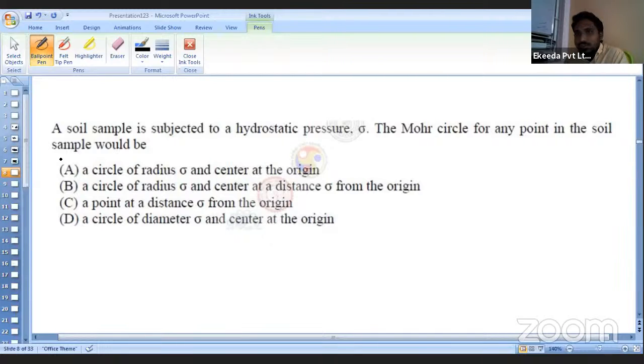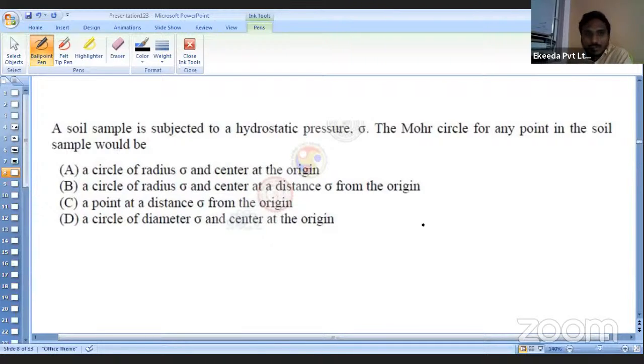And in strength of materials, you might have studied the Mohr circle. The only difference is that in strength of materials we apply the stress at a point for a solid material, but here we are applying it to a soil sample, but the concept remains the same. If it is a soil sample, the one thing is that it will resist through shear stresses.